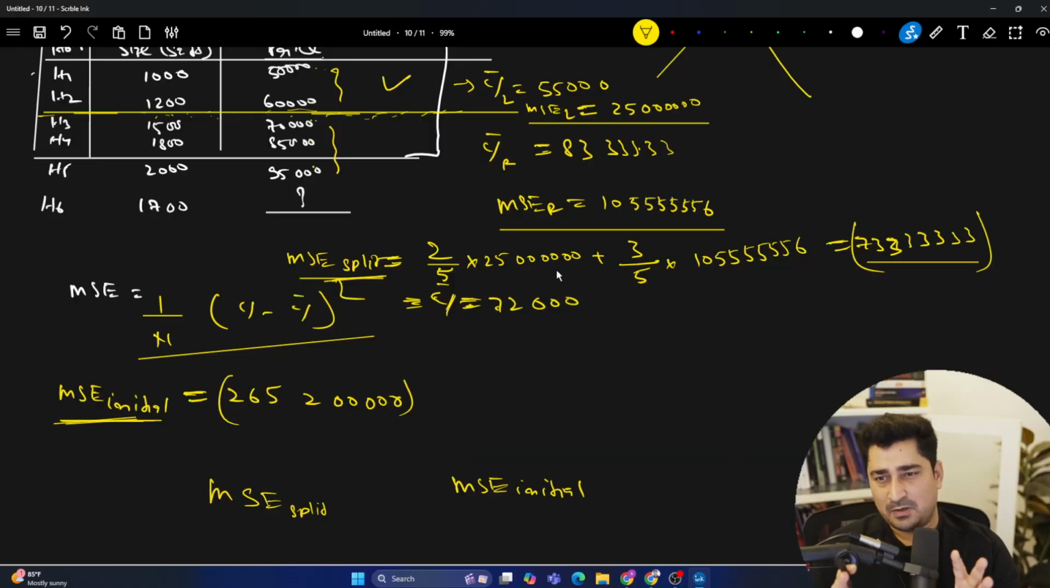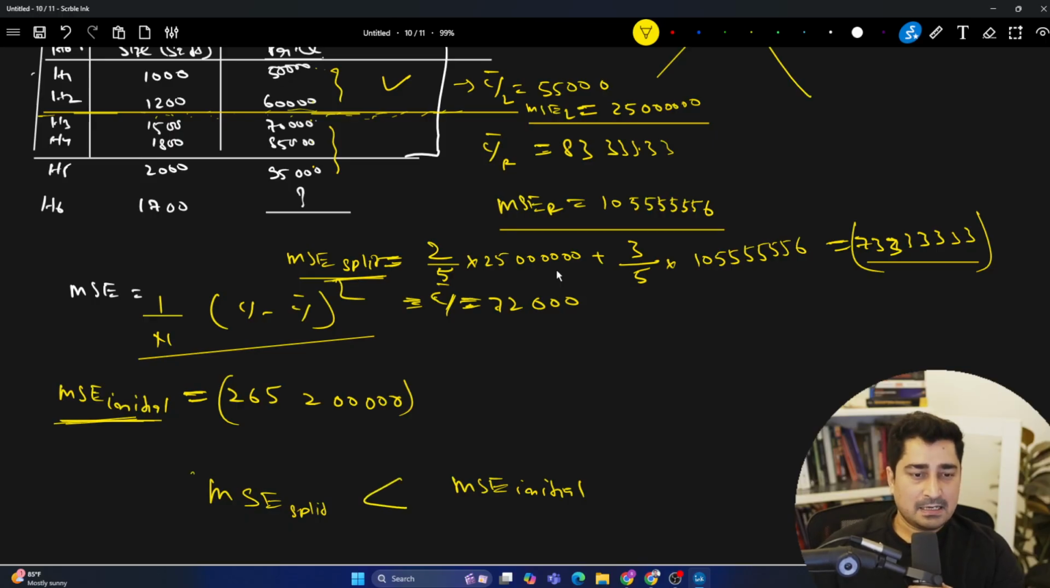Yes, guys, which one is small? Just by looking at the numbers, the calculation is very easy, right? So can I say that the initial MSE is actually greater than this one, which means if I split the data, I will end up reducing the error? Yes, because the MSE for the split is lesser. If it had been greater than the initial one, then obviously even after splitting, I would not reduce the error, so I should not go ahead with the split.